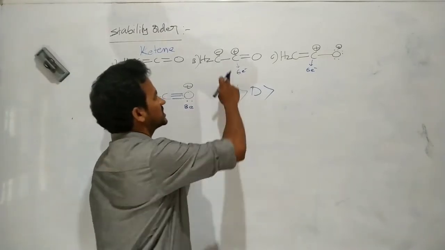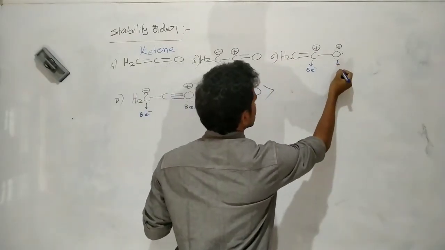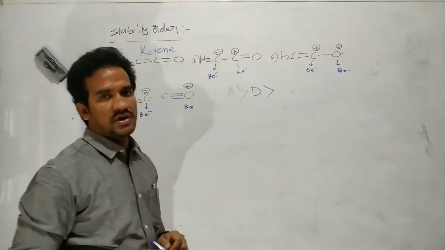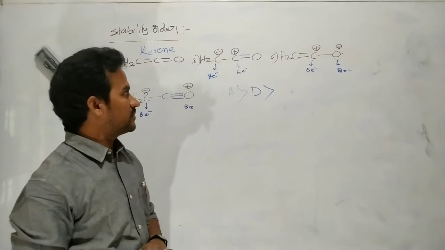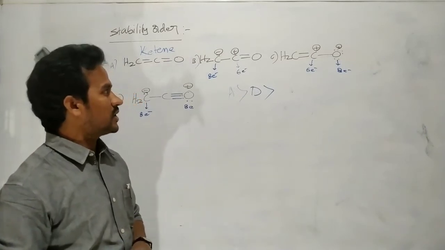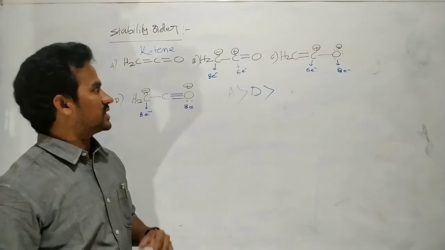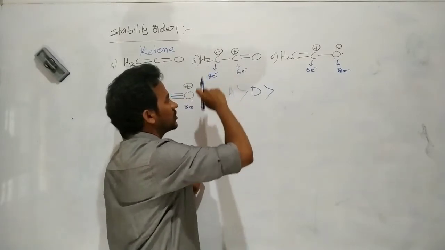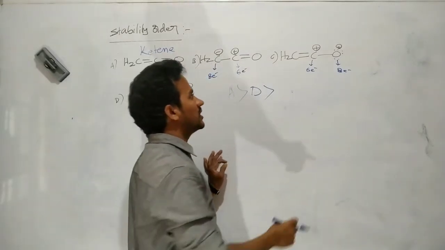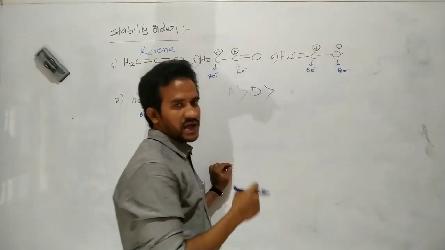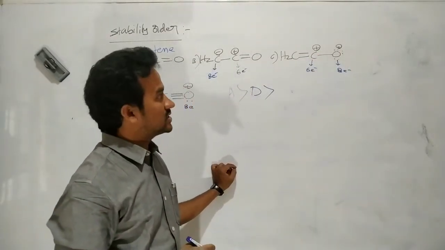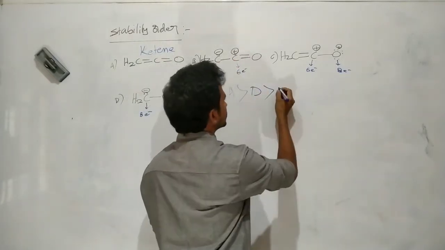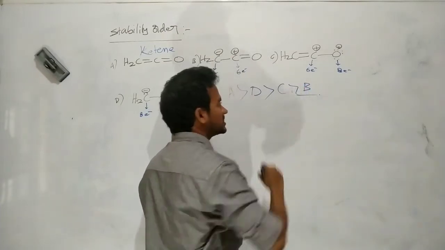Now coming to this one: here 6 electrons, here 6 electrons. Here this oxygen has 8 electrons and this negatively charged carbon also has 8 electrons. That means here one atom has no octet configuration, but between these two, we decide the stability based on the charges. Here carbon carries a positive charge, and here carbon carries a positive charge. But here the less electronegative atom carbon carries a negative charge, and here the more electronegative atom oxygen carries a negative charge. A negative charge on the more electronegative atom is stable, and a negative charge on the less electronegative atom carbon is less stable. So C is more stable and B is the least stable one.